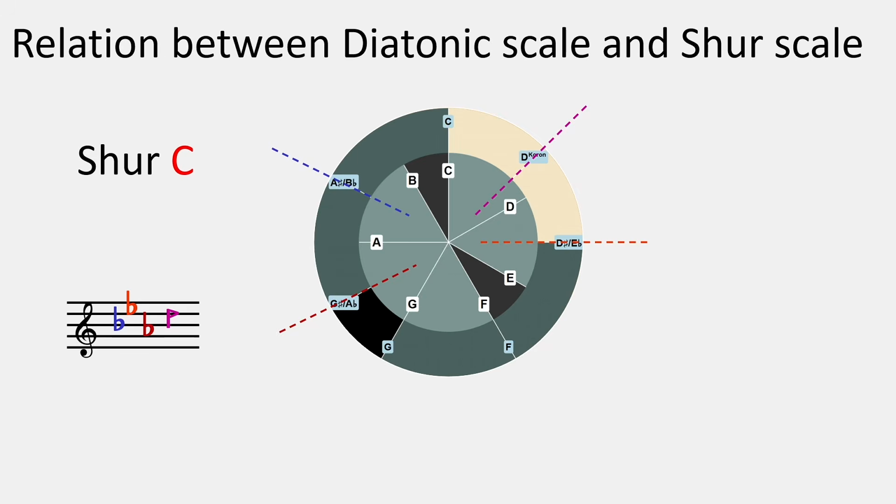This structure defines Shur C, as shown in the key signature on the staff. By visualizing this alignment, we clearly see how the Shur scale relates to the diatonic system and how its unique tuning differs from Western scales.